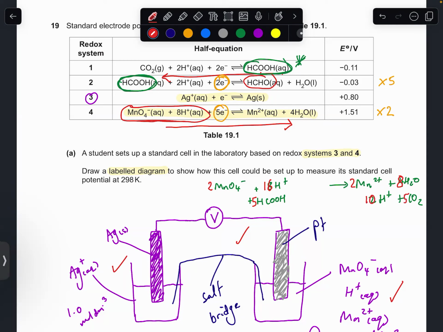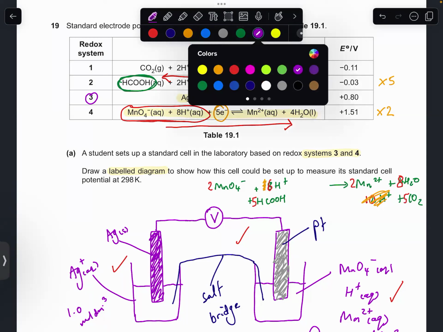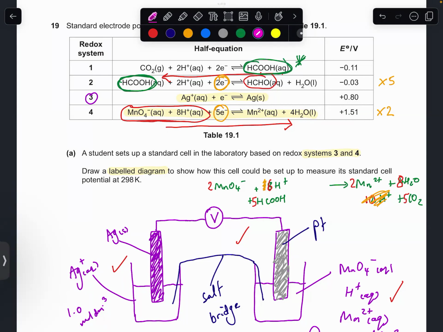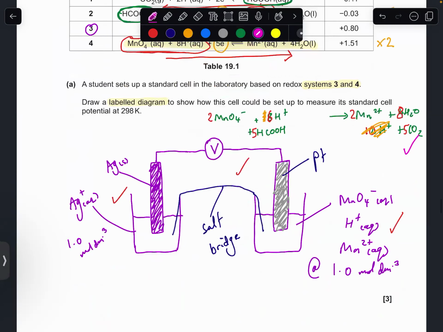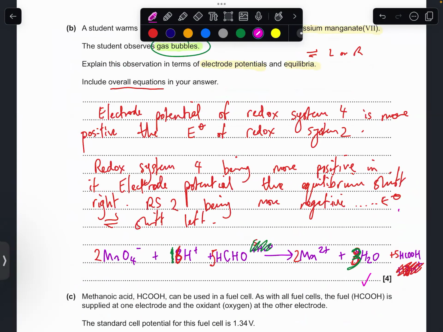And we cancel out what's on both sides. 10H plus, get rid of that. And that's it. Let's check the mark scheme. 2MnO4 minus, 5 methanoic acid, 6H plus, gives 2Mn2 plus, 5 CO2 and 8 H2O. Correct. And these are your 4 marks, 2, 3, and 4.